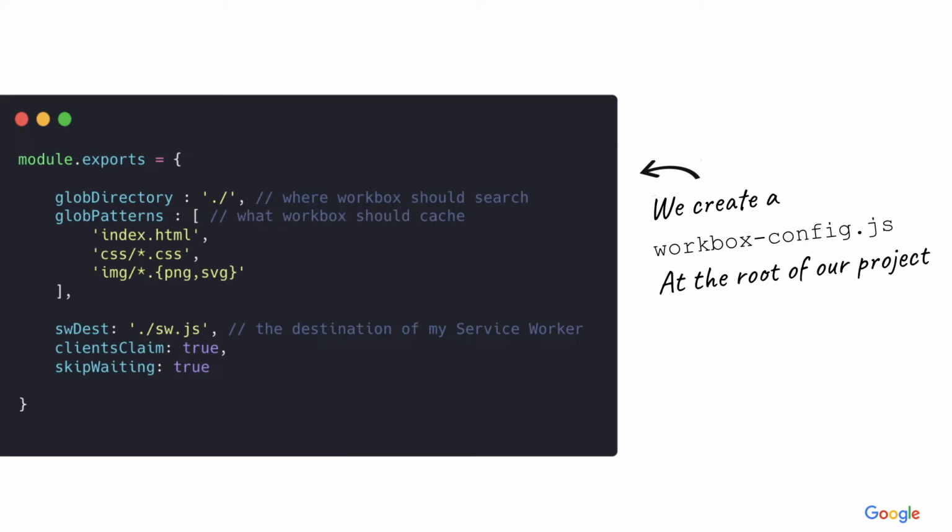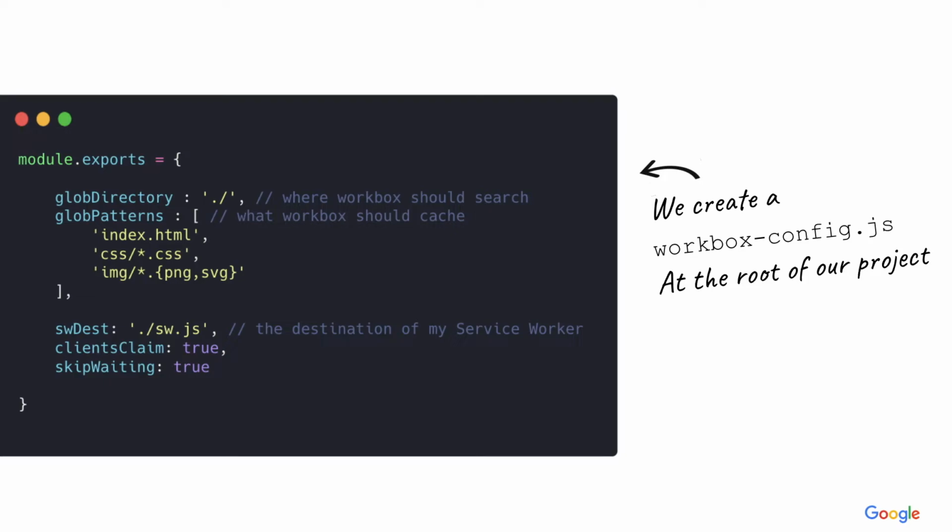With Workbox CLI, you can create a file called workbox-config.js at the root of our project. When I say root, you have to put that where you have your front-end assets and everything, where your front-end project lives. And so we are exporting this object. We have a couple of options there. The glob directory, we will search inside this path. The glob patterns, like the files that we want to pre-cache.